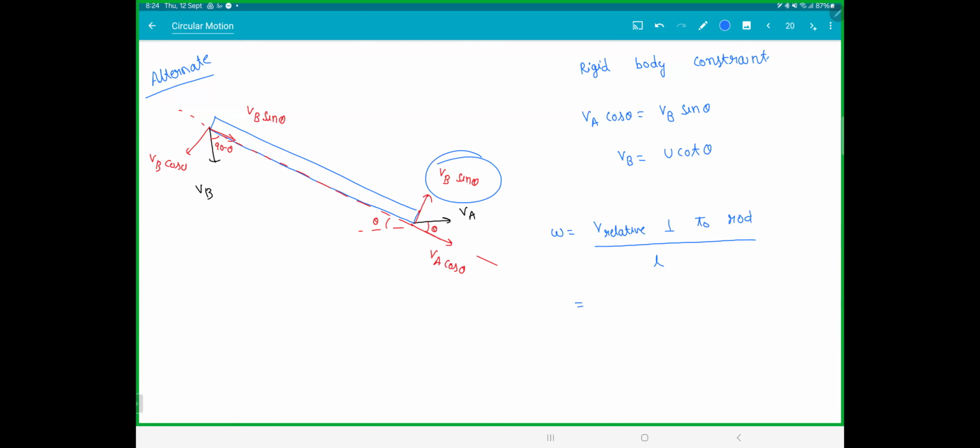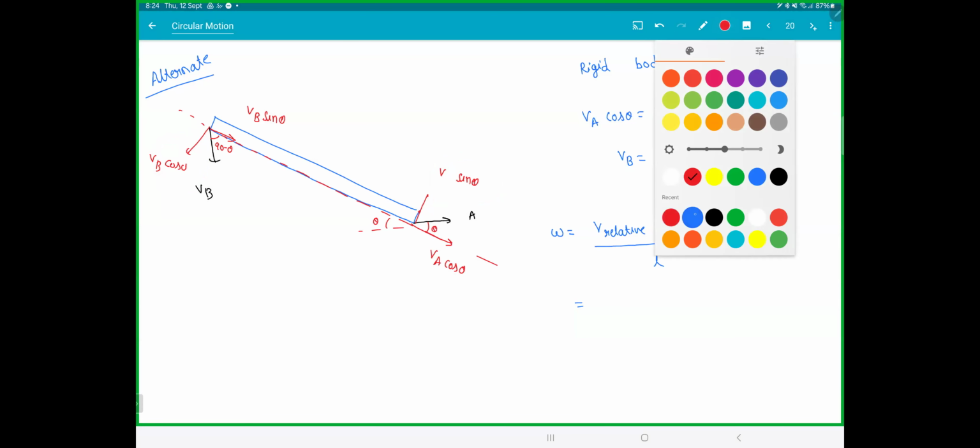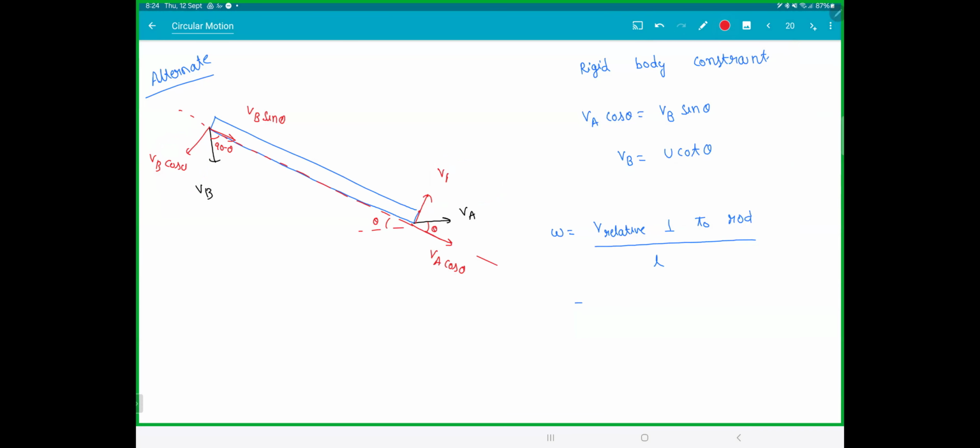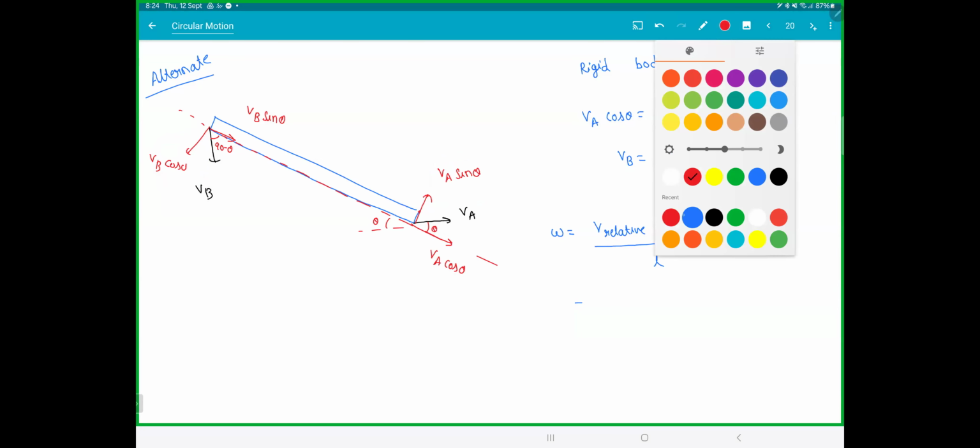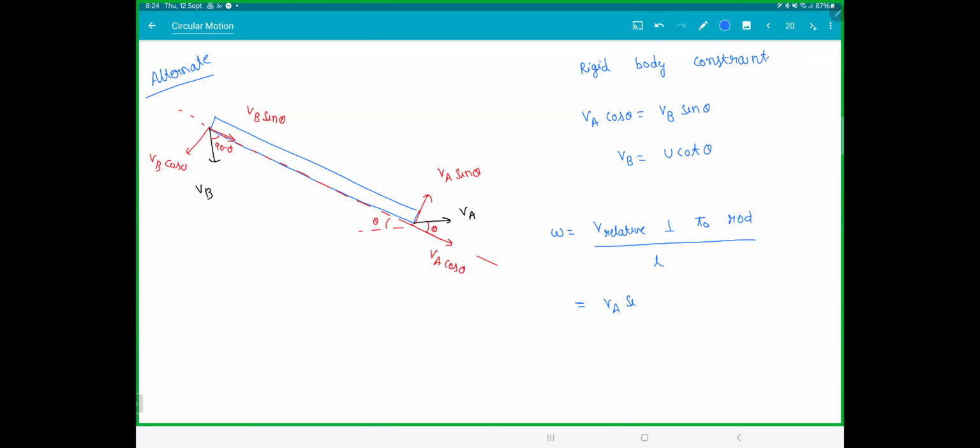So V perpendicular is VA sine theta and VB cos theta. These two are perpendicular. So the relative velocity will be VA sine theta minus VB cos theta, because it's going in the opposite direction, divided by L. Take VB and substitute here. You end up with U sin theta plus U cot theta, that would be U cos square theta by sin theta by L. That will become U by L sin theta. Same answer.